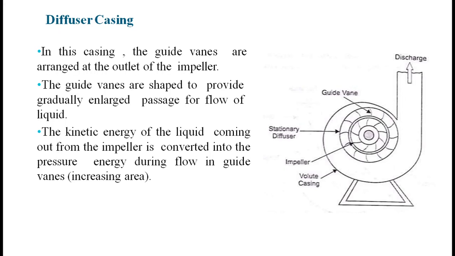The third one is the diffuser casing. In this casing, guide vanes are arranged at the outlet of the impeller. The guide vanes are shaped to provide a gradually enlarged passage for the flow of liquid. The kinetic energy of the liquid coming out from the impeller is converted into pressure energy during flow.